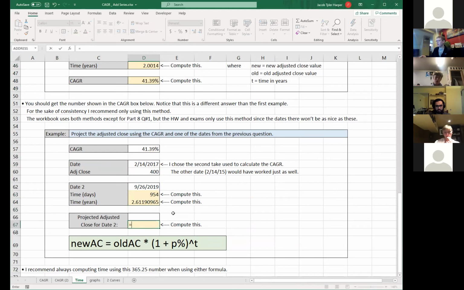And then I can plug all this in to project what I think it'll be if it grows from this date to this date, just to make one possible prediction of the stock price. So I can take my 400, my old adjusted close, I multiply it by 1 plus the CAGR, and raise it to the number of years. And even though it was $400 for 1 share back in 2017, if it grows at this rate, I think it's going to be $988 in 2019.